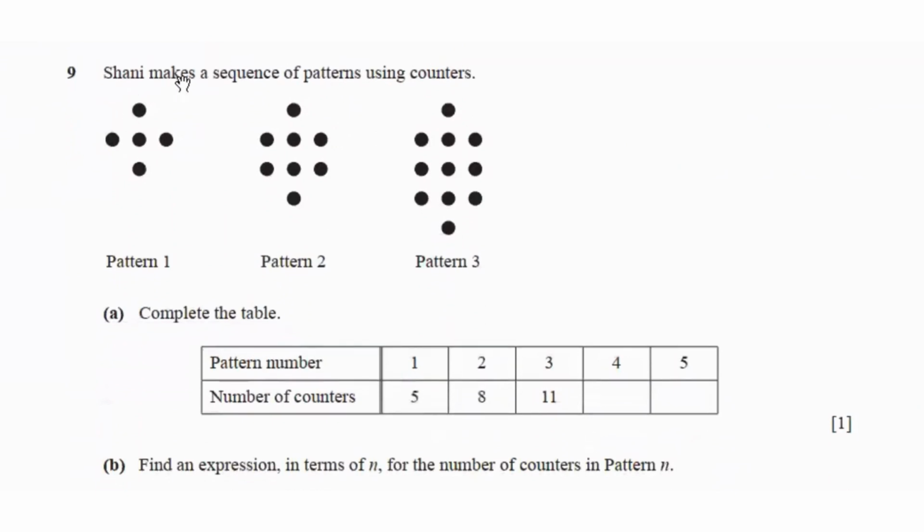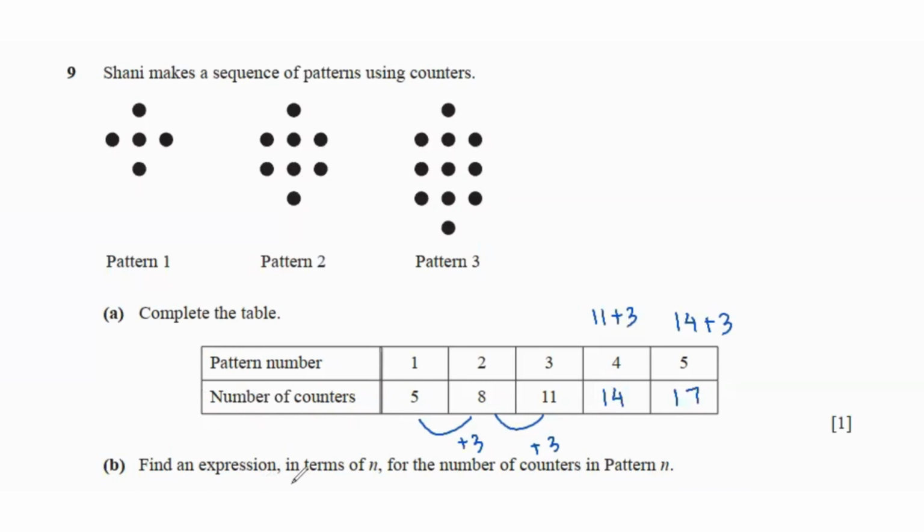Question number 9 says, Shani makes a sequence of patterns using counters. There's pattern 1, pattern 2, pattern 3. We have to complete the table first. So if we compare the number of counters, there's a difference of plus 3 between each. So that means in the next one, it's going to be 11 plus 3, which is 14. And for the fifth pattern, it will be 14 plus 3, which is 17.